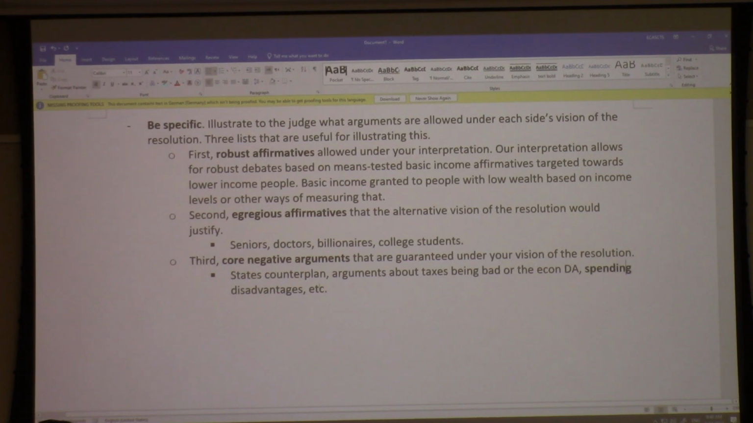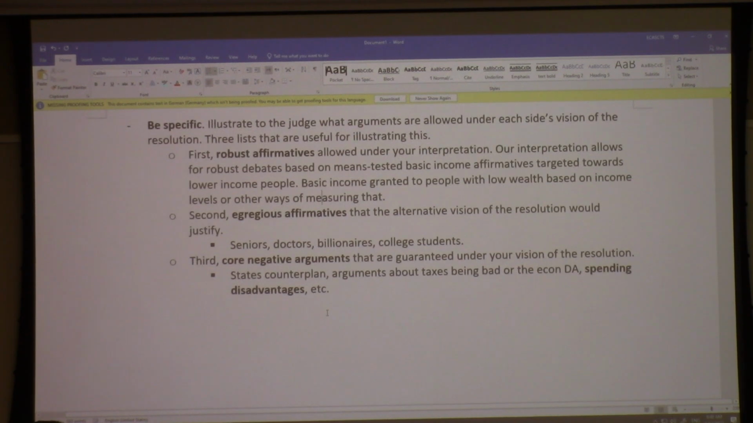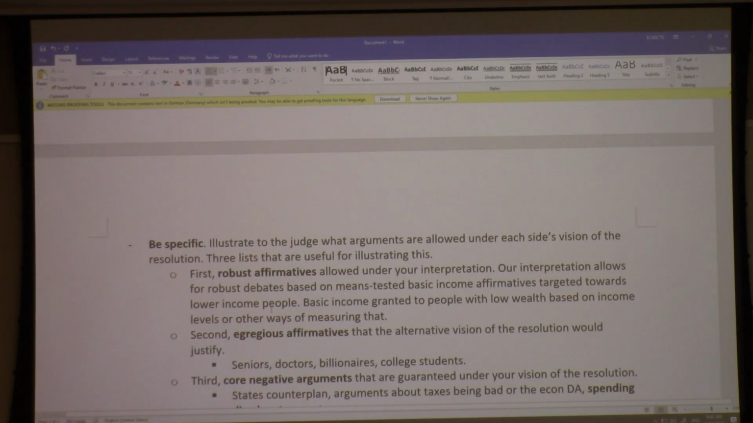What are the core arguments that are grounded on your interpretation of the resolution? So it's very important to be specific and to create lists that explain what ground looks like for each team under your definition of the resolution. Okay, questions about this? Or just other things that you might encounter on this topic?